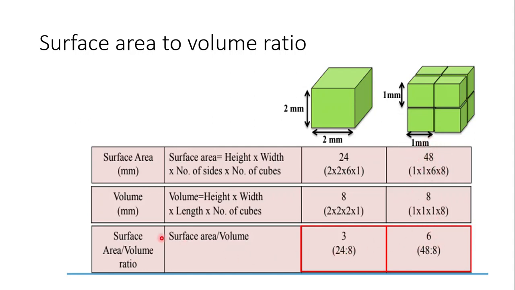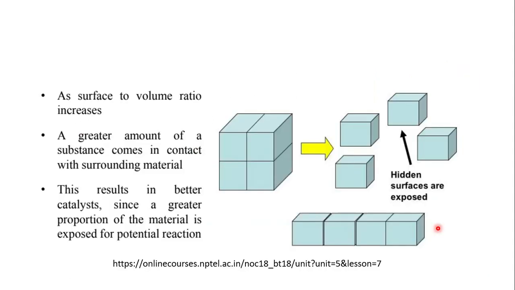Now you can see how this surface area to volume ratio is actually increasing as particles get smaller. The cubes are getting smaller in dimension, but the surface area to volume ratio is increasing. And this is known as aspect ratio. How does it make a difference? We will discuss this. Now we have this cube that is divided into smaller cubes. When I divide this bigger cube into smaller cubes, what I get is exposure of these hidden surfaces. So the hidden surfaces are exposed when the larger cube is actually broken down into smaller cubes.